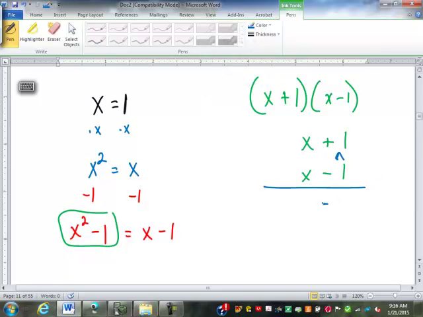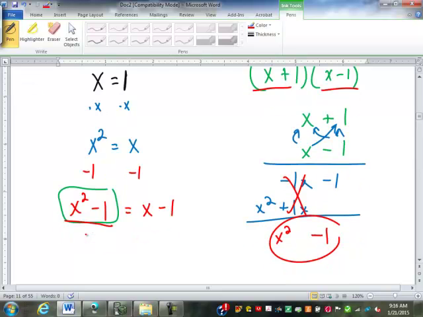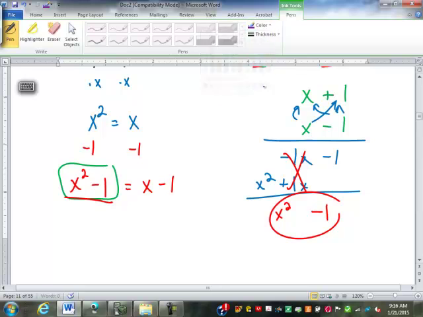negative 1 times 1 is negative 1. Negative 1 times x is negative 1x. X times 1 is positive 1x. X times x is x squared. So we've got a negative 1, and negative 1x and positive 1x is 0. It cancels out, and we have x squared. So x plus 1 times x minus 1 is equal to x squared minus 1. So I'm just going to replace that. So x plus 1 times x minus 1, I'm putting in place of the x squared minus 1, equals x minus 1.